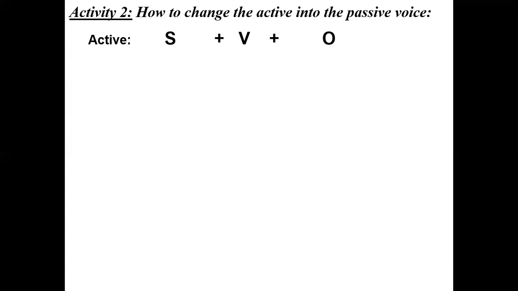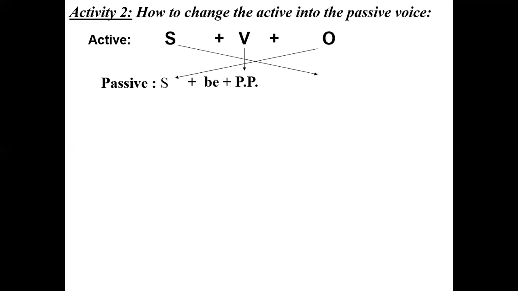So how can you change the active into the passive voice? The first one, the object, will become the subject in passive, right? The verb will become be plus PP. PP means past participle, right? And the subject will become the object. And before the object, we must use by, right? So this is the structure of the passive voice, as you learned in the last periods, right?